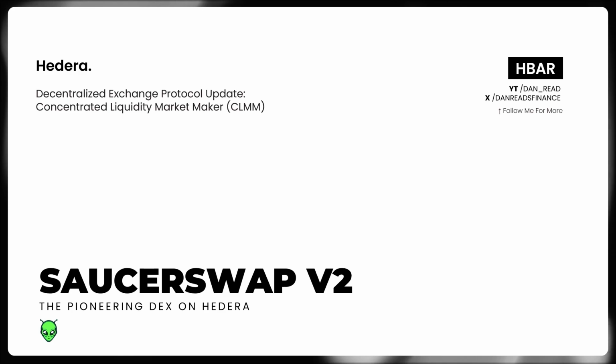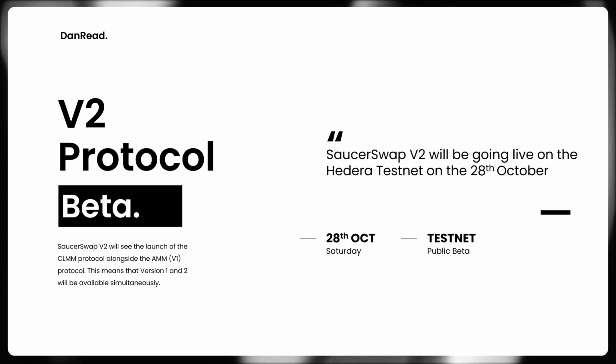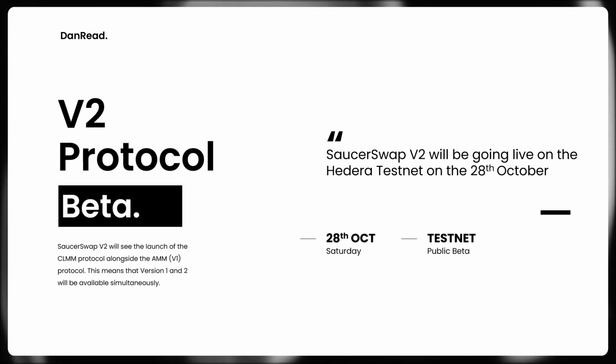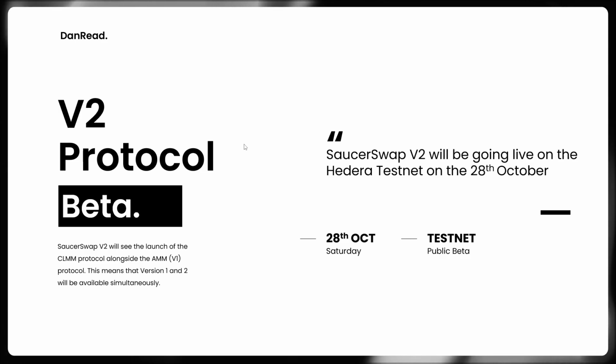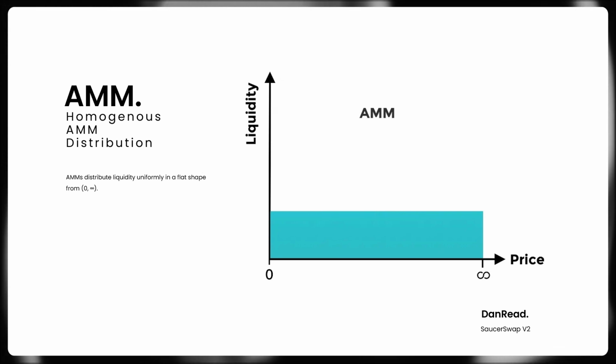Man, it's difficult to keep saying those M's all together. So what we can see here is, of course, the V2 protocol is a beta, and it sees the launch of a CLMM protocol alongside the AMM V1 protocol. Nothing new here, if you watch my previous video, you'd understand exactly what's happening. And of course, the 28th of October, Saturday, was when this went live on the testnet.